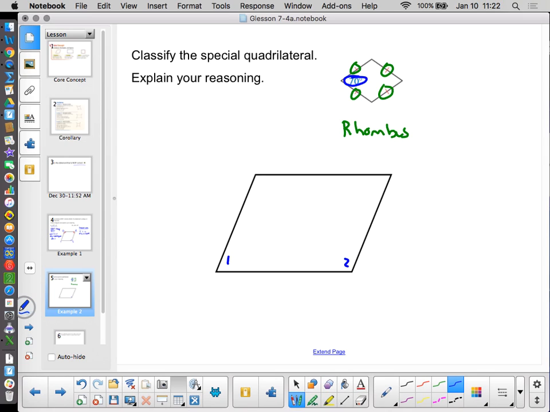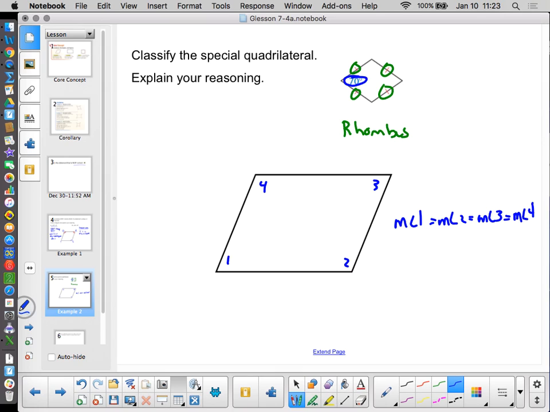Angle 1, 2, 3, and 4. And I'm going to tell you that the measure of angle 1 equals the measure of angle 2 equals the measure of angle 3 equals the measure of angle 4. What type of shape is it, if that's true?